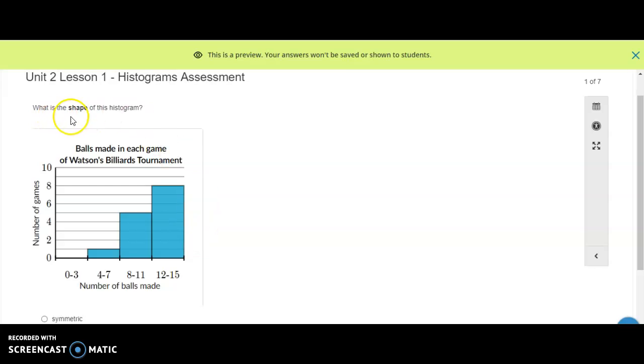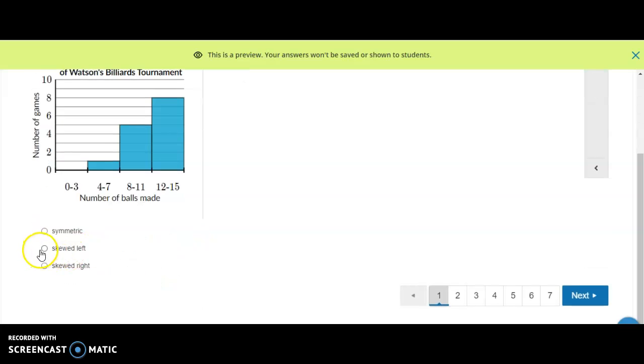The first question says, what is the shape of this histogram? Notice that most of the data is over here on the right. Remember, this is wacky. It's opposite, so it's actually called skewed left. And that would be your answer.